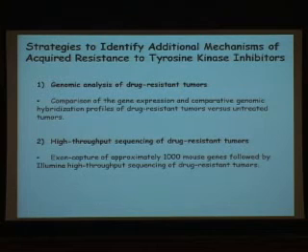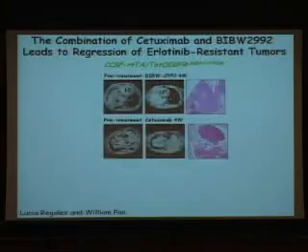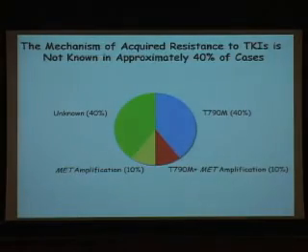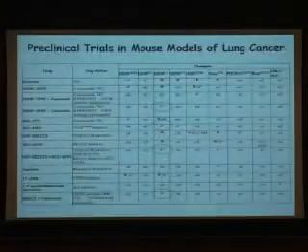And so now we're analyzing the tumors in which we did not find T790M or MET amplification, to see if we can find new mechanisms of resistance to tyrosine kinase inhibitors. To make some headway in this pie chart, we want to find out what the mechanism of resistance is in these 40% of TKI-resistant tumors.